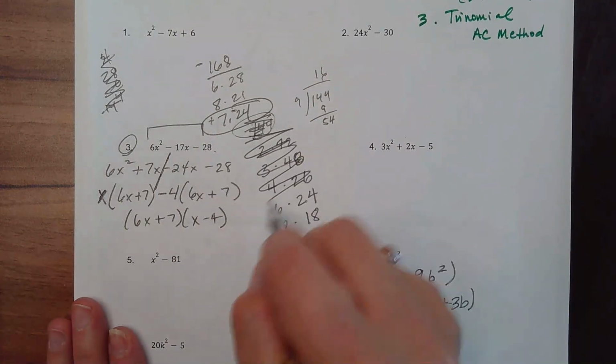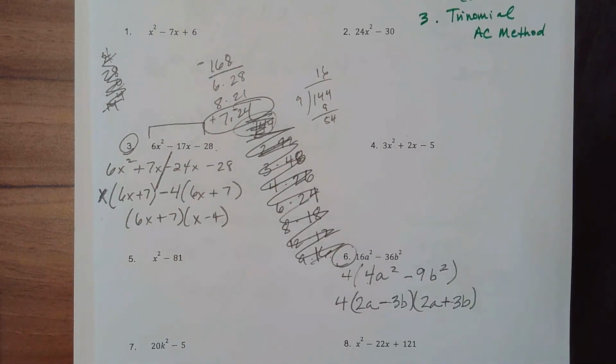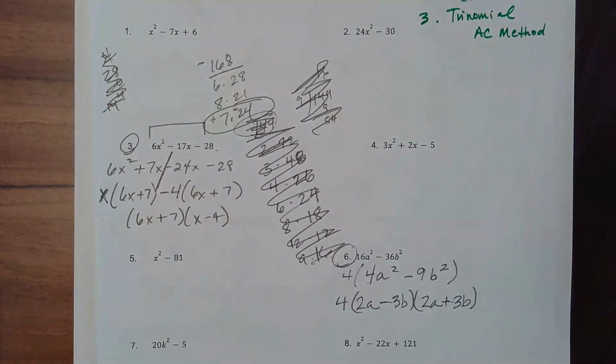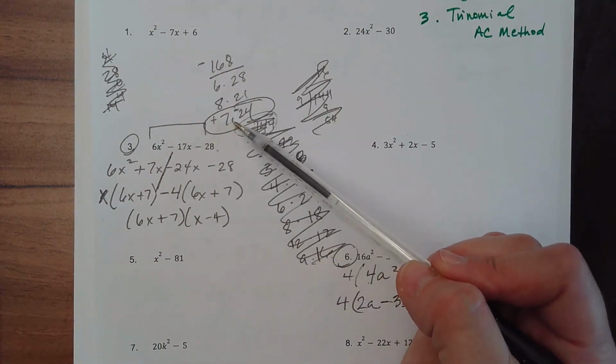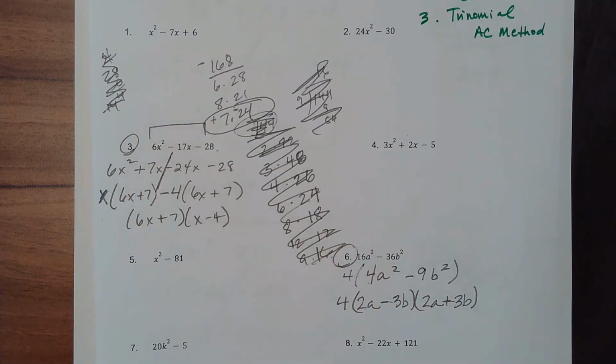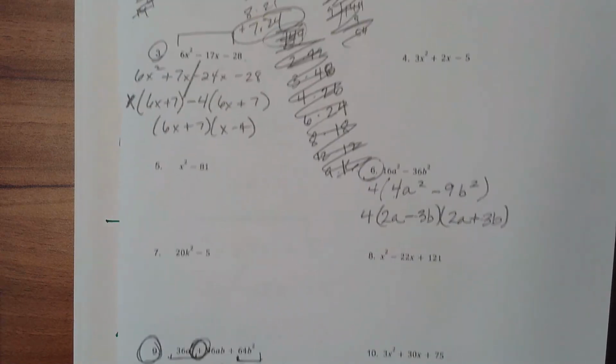I apologize for going down a wrong path here with the 144. I didn't realize I had that answer wrong at the beginning. Now with 168 or negative 168, we know that 7 and 24 are going to be our factors, and we can use the AC method.